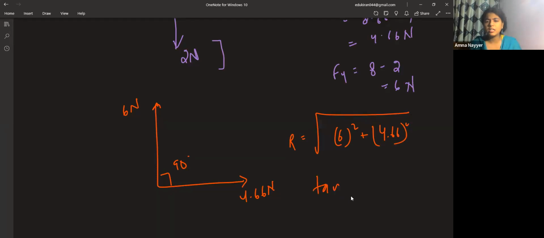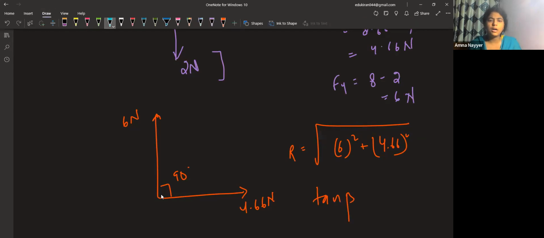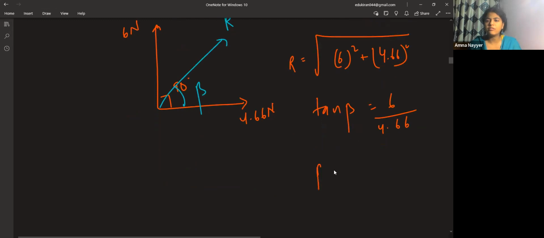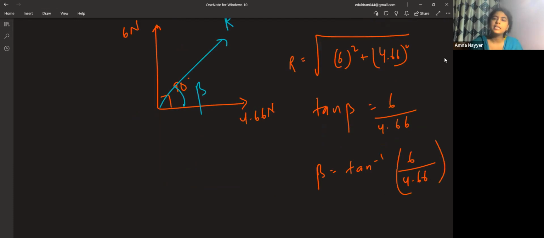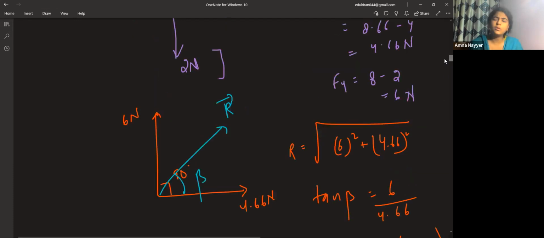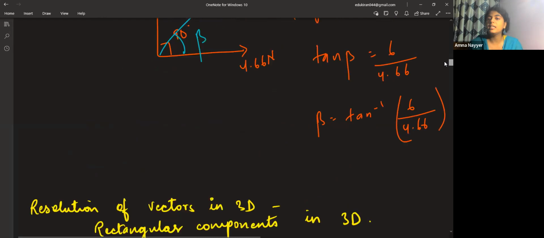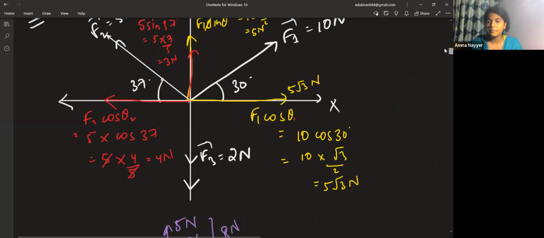And for the direction, you will draw this beta with the resultant. So your tan beta will become 6 divided by 4.66, from where you can calculate the value of beta as tan inverse 6 by 4.66. You can calculate this later. No need to even calculate it now. This is for your understanding. But see, your question had one force like this, one like this, and one like this. And see how we have used them and ultimately got our answer. Right, note this down.